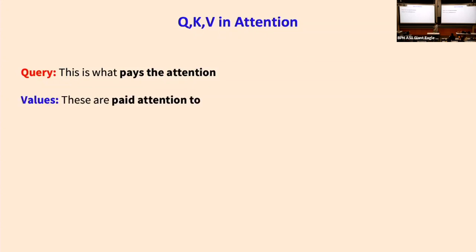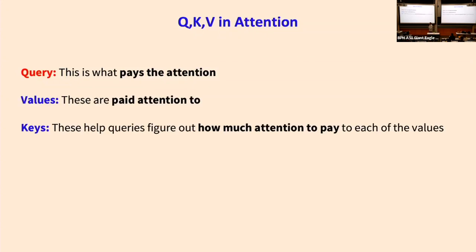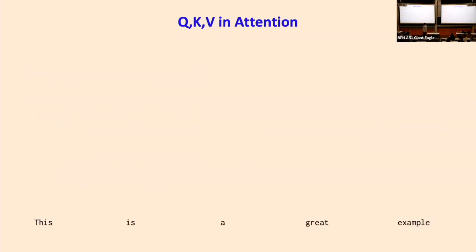The values are what are paid attention to, and the keys are the ones which help the query decide how much attention I need to pay to each value, right? And of course, the attention weights are the attention itself, how much attention I'm paying to each value. Right, so let's give an example, which is a great example.